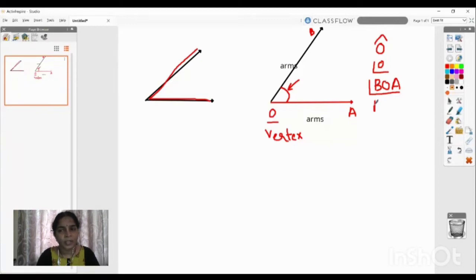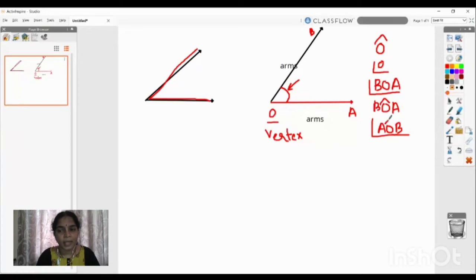You can also write it as BOA with the angle sign on the top. This is also the right way. Is writing AOB meaning the same angle? Yes, it also means the same angle.